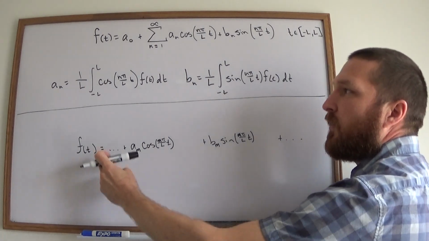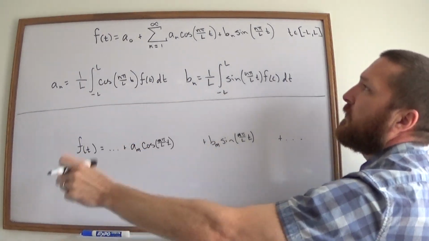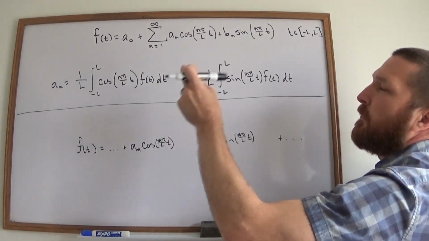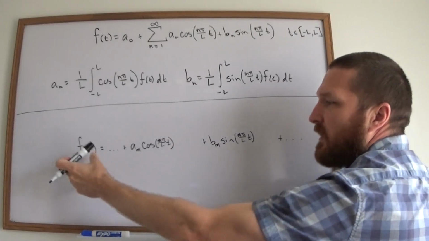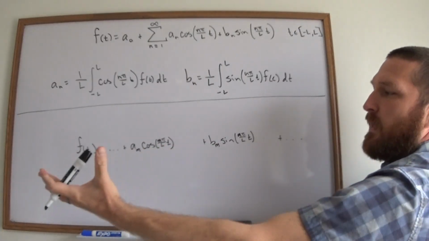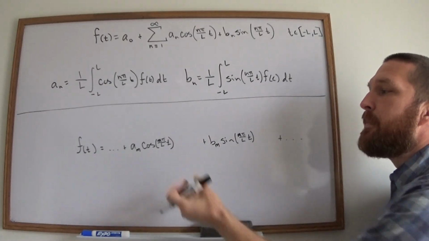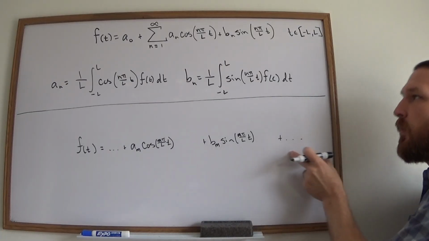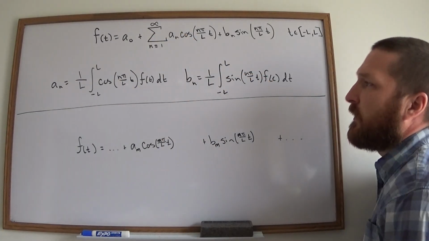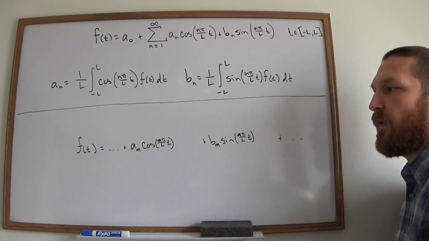And so we have a_0, a_1 cosine stuff, b_1 sine stuff, a_2 cosine stuff, b_2 sine stuff, and so on, up to the mth one, whatever that is. Maybe it's 15, maybe it's 700, and then the other mth one, and so on, all the way up to infinity. These formulas work because of this fact.